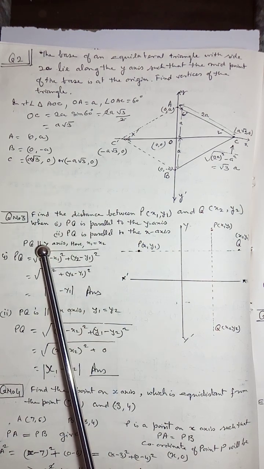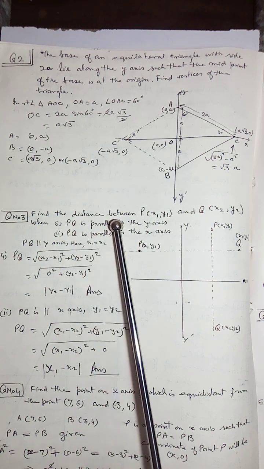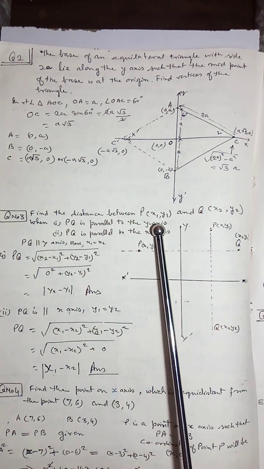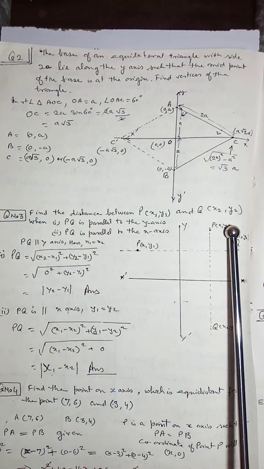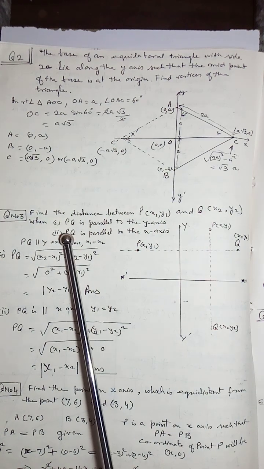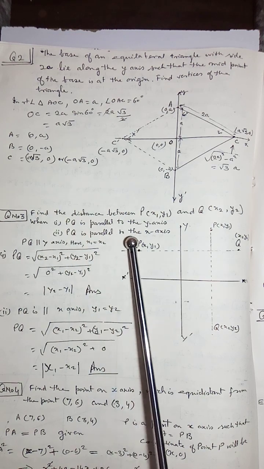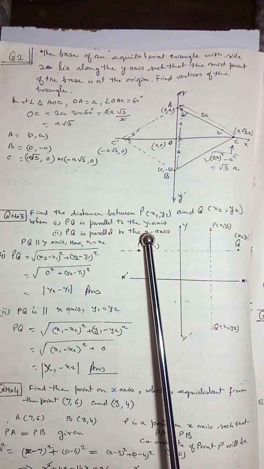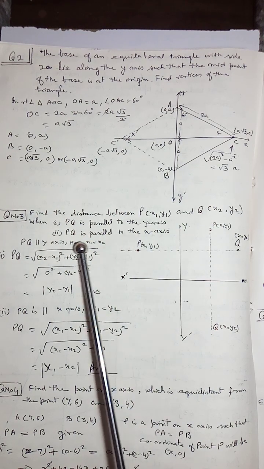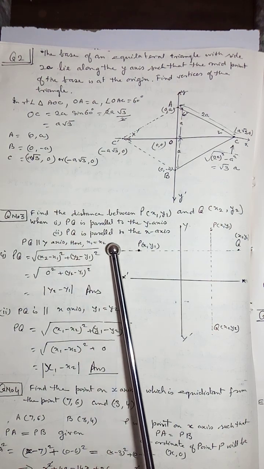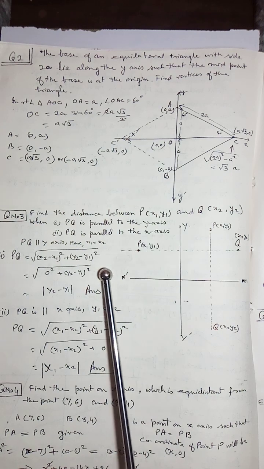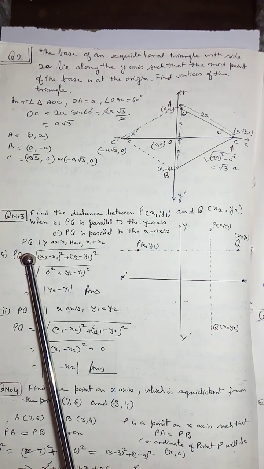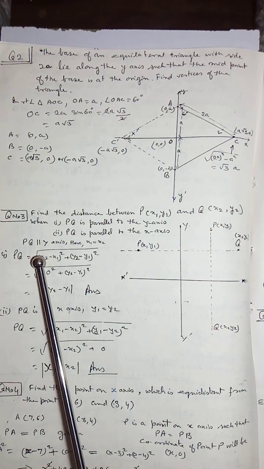Now come to the question number 3. Find the distance between P(x1, y1) and Q(x2, y2), when PQ is parallel to the y-axis. PQ is parallel to y-axis. Second case है PQ is parallel to the x-axis. In both the cases we have to find. Now you see here PQ is parallel to y-axis.